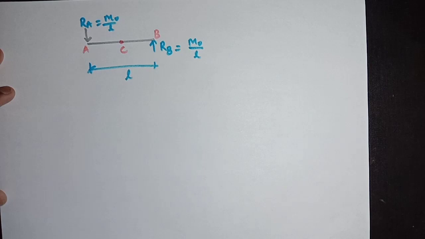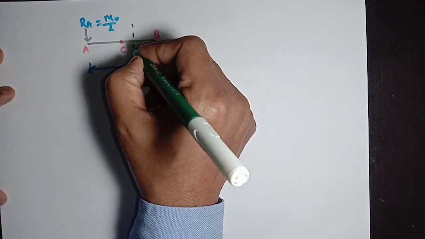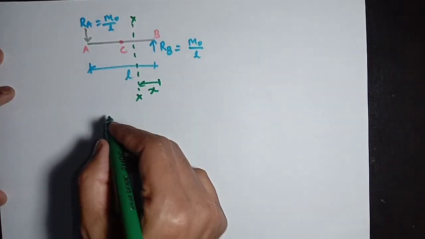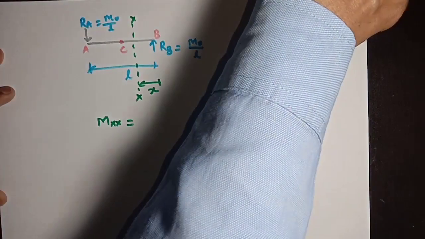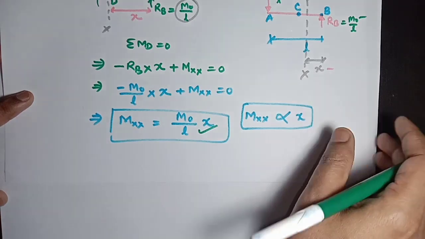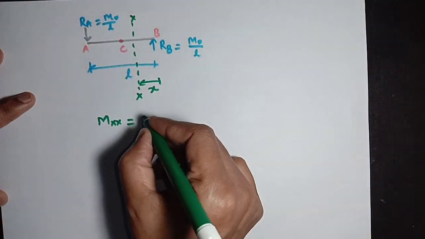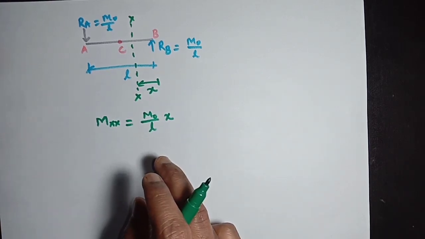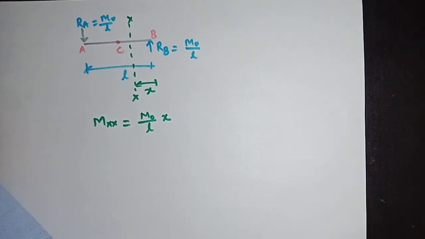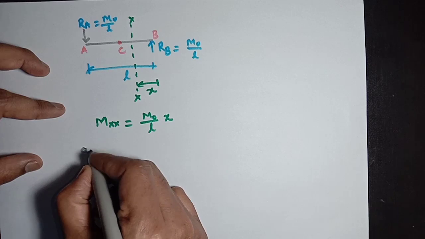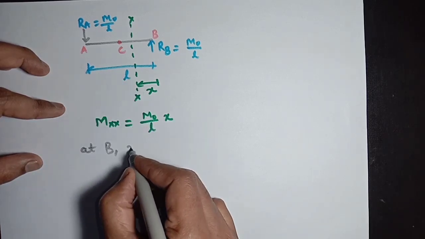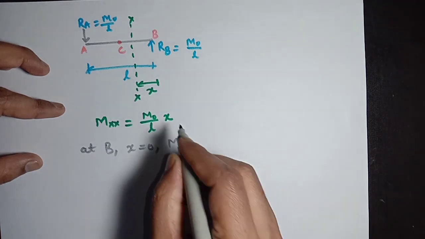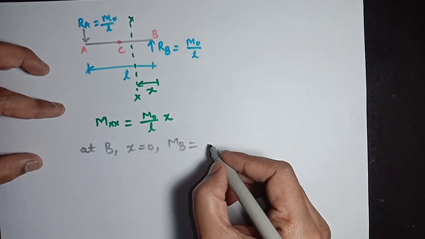The general expression of bending moment at any section xx has been calculated here, and Mxx was, as per this expression, M0 divided by L into x. M0 divided by L is constant, so Mxx is directly proportional to x. So let's take point B, at B x will be 0, so the moment at B, designated as MB, will be 0.